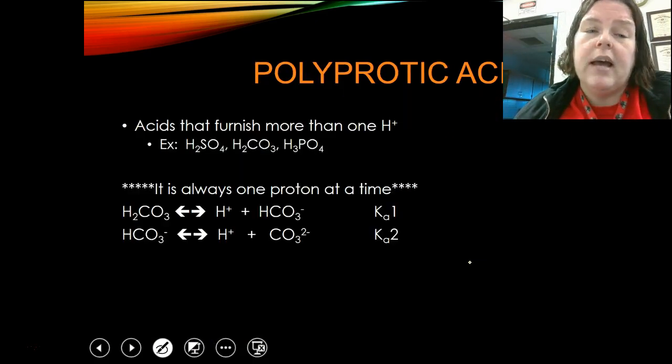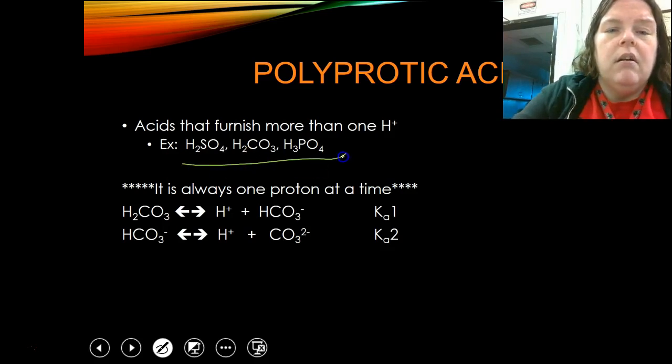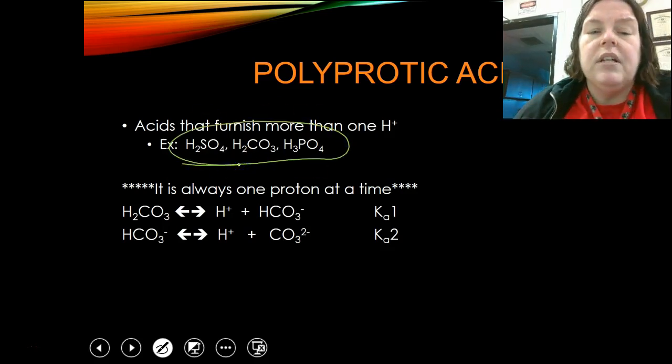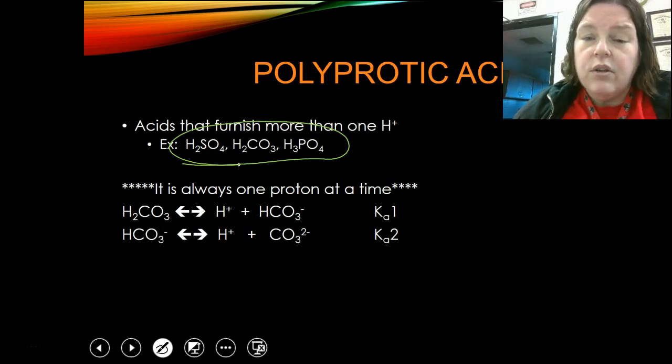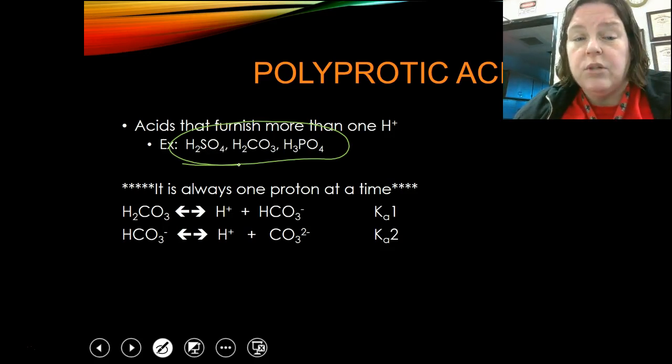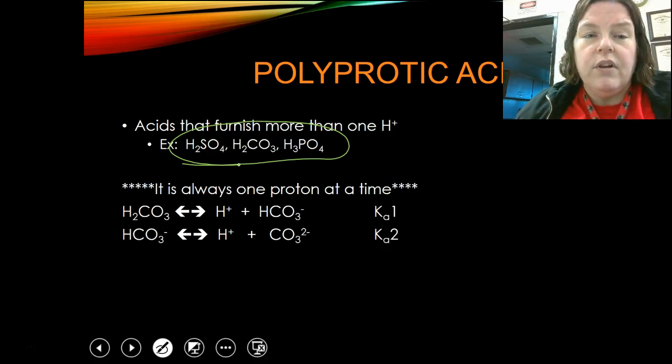Okay, polyprotic acids. If you have a polyprotic acid, any of these acids up here that furnish more than one H, we have to consider each H separately, and they all have a different Ka. So there's a Ka1 for the first H, and a Ka2 for the second H, and even a Ka3 if you have something like HPO4. So how do you figure that out?